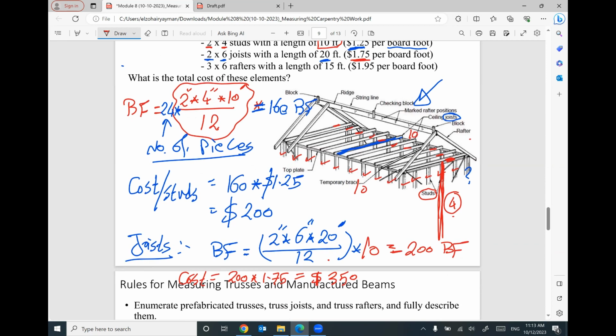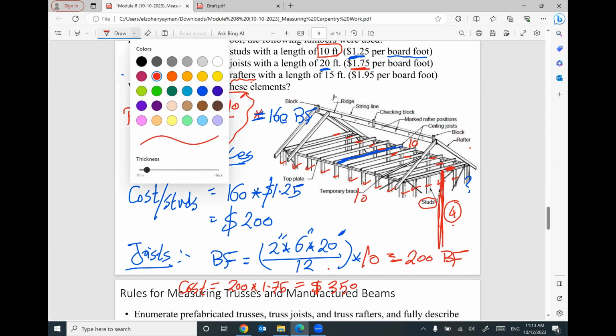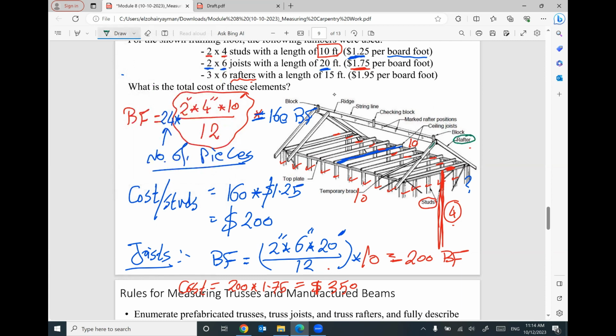That makes sense? For the last one, for the rafters, by the way, the name will be given. Don't worry. It's not a wood construction course. It's just cost estimating. So I will give you the names for these parts. Don't worry. We have here rafters. This piece has a cross section 3" by 6" and the length equal 15.